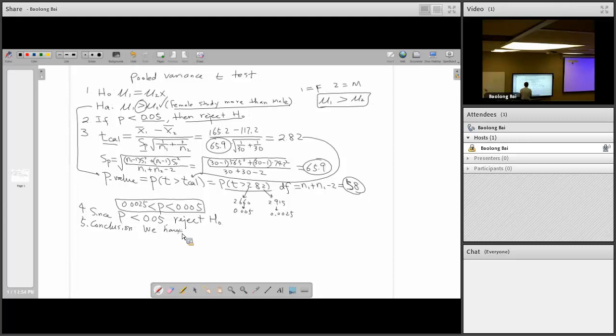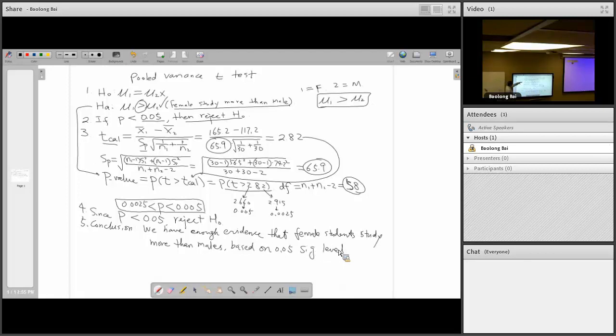So we say we have enough evidence that, then we're going to write the alternative hypothesis here, that the female students study more than males. And this is based on 0.05 significance. Right? So this is for the variance test, the whole process.